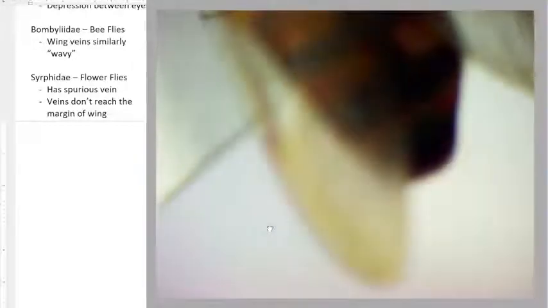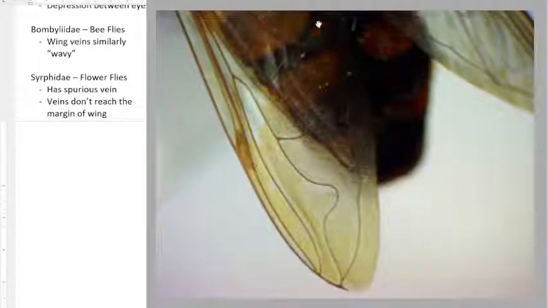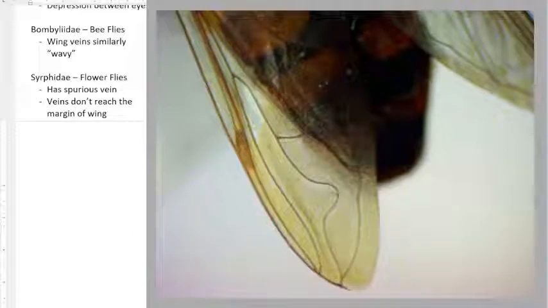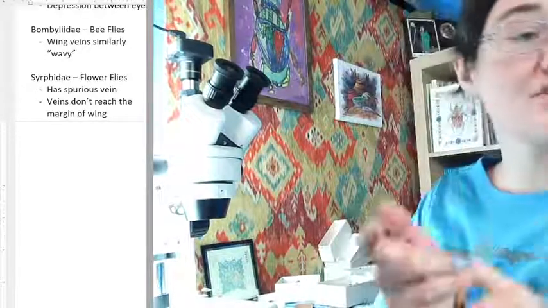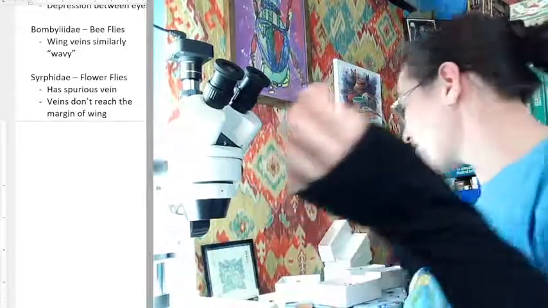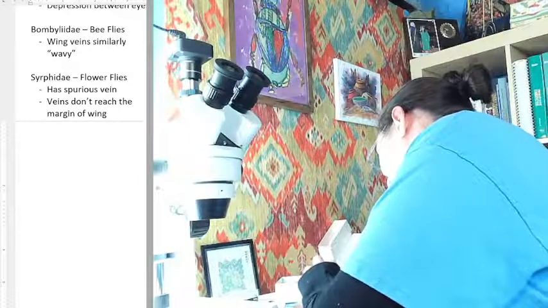Yeah, so you'll see this same vein on each side. This side's a little more difficult to see because it actually runs along what looks like the body back there, so it's a little darker. But the spurious vein starts here, goes straight through, and ends about right here. And you'll notice none of the veins reach the margin. So that's how you are going to be able to tell your hoverflies and flower flies versus any of your other flies.